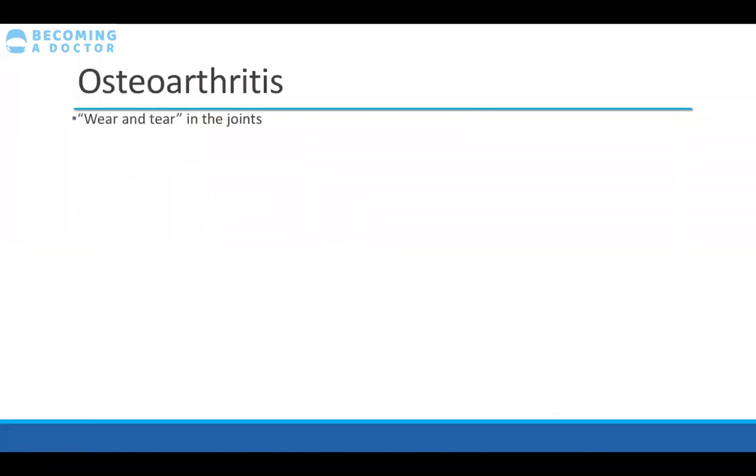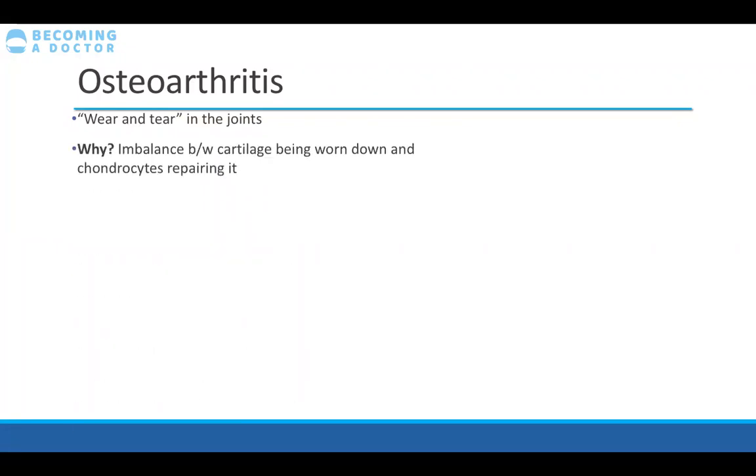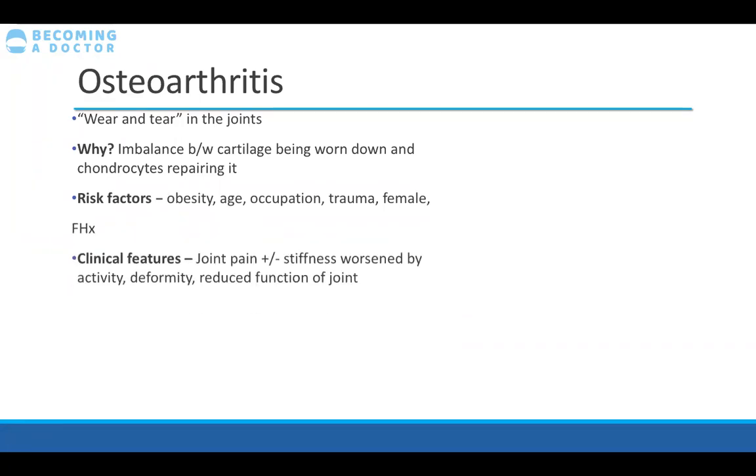So osteoarthritis is basically wear and tear in your joints. This happens because there's an imbalance between the cartilage being worn down and the chondrocytes repairing it. Risk factors are obesity, age, occupation, trauma, female sex, and a family history. In terms of clinical features, it's joint pain. You can possibly have some stiffness that's worse with activity. There can be some deformity, and you can have reduced function of the joint.